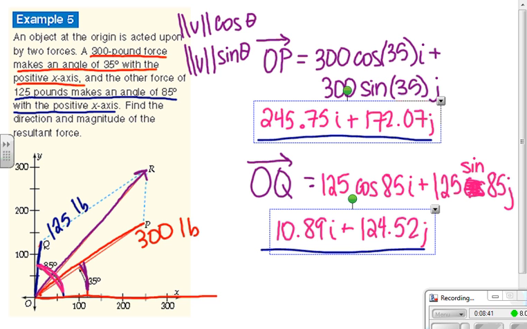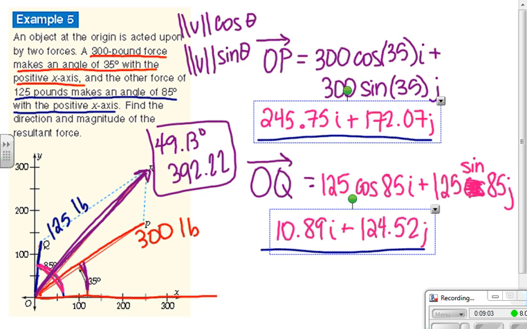So going back to the original equation, my OR vector is at an angle of 49.13 degrees with a magnitude of 392.22. Okie dokie. That's the end of that one.